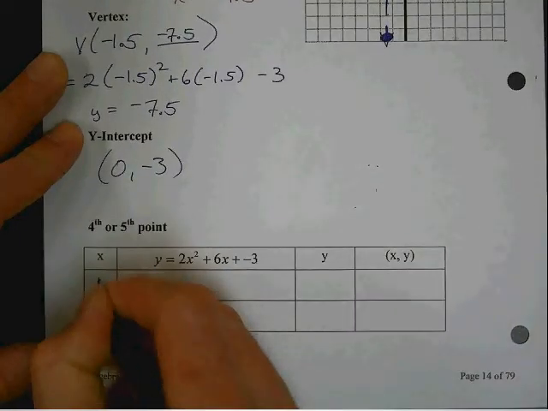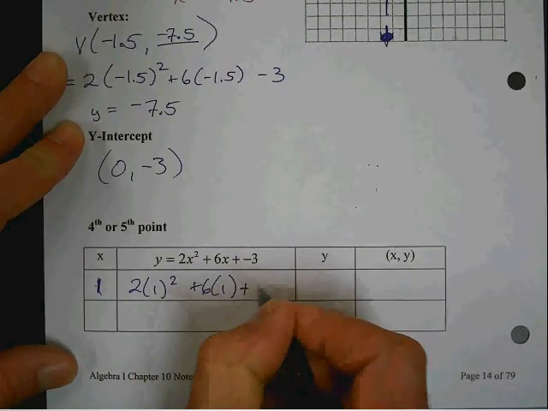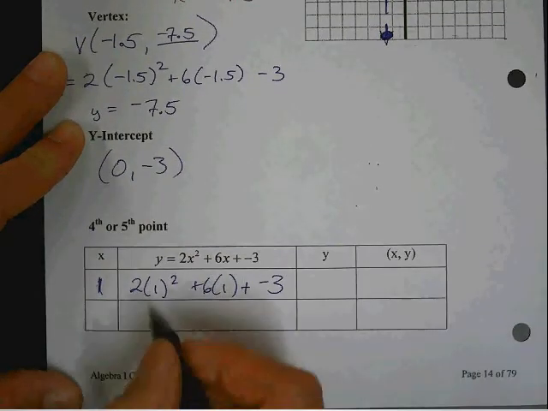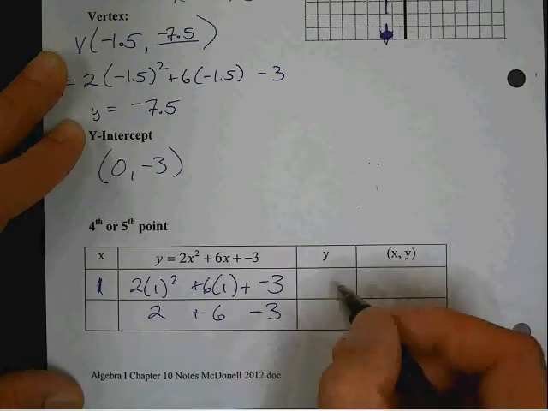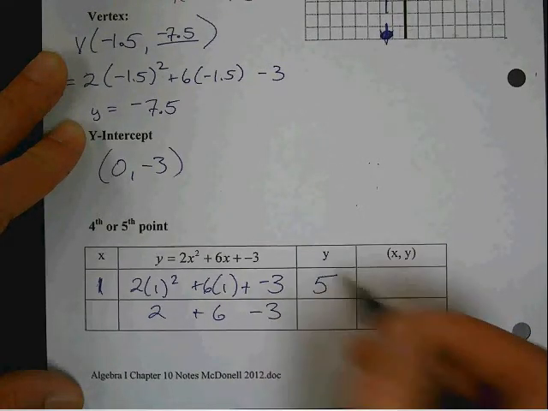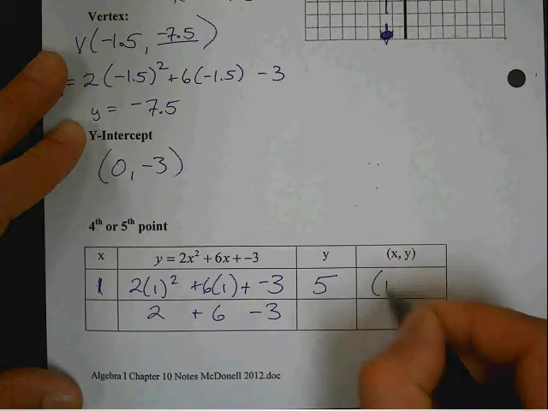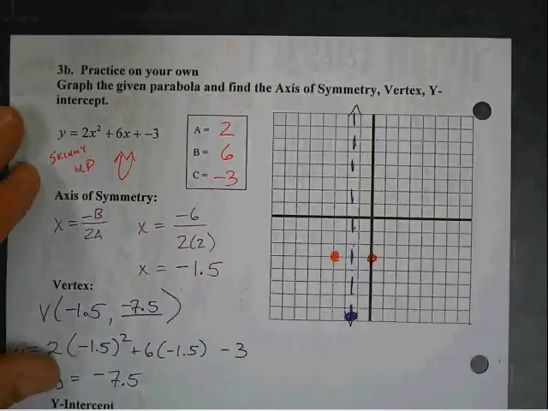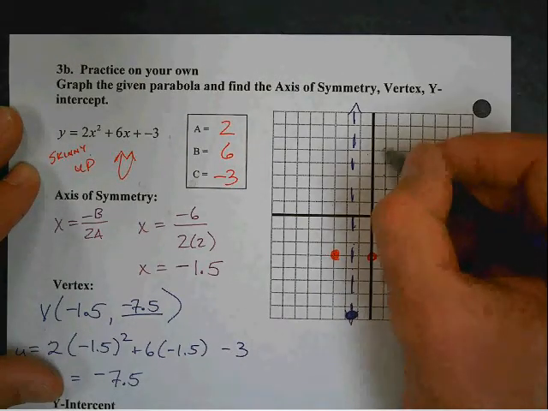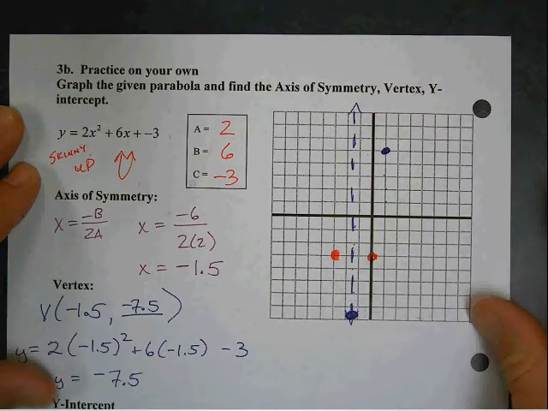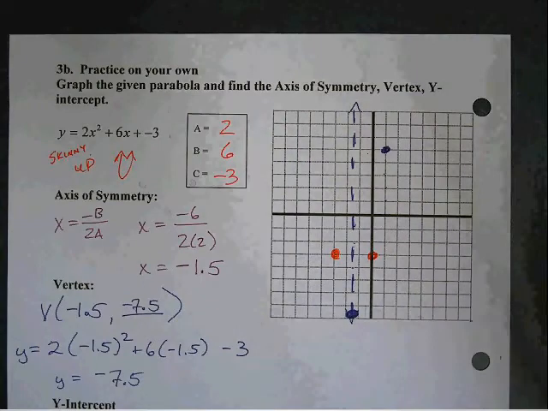2 times 1 squared, 6 times 1 plus a negative 3. 2 plus 6 minus 3. I get 5. Is that true? So 1 comma 5. 1, 2, 3, 4. I'm afraid, Justin, if you had chosen 2, what would have happened? It would have been off. So when in doubt, stay close. All right? And flip across.